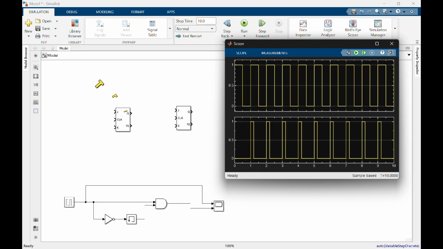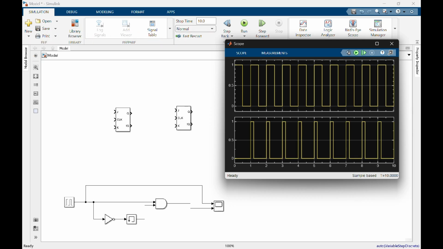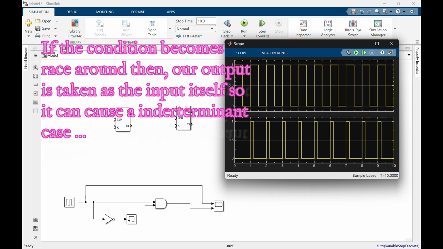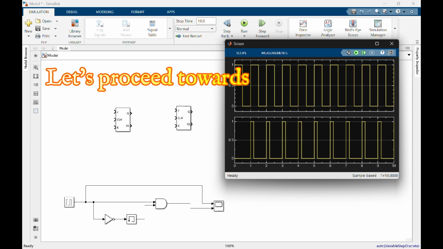We must use a triggering mechanism for our clock because we are using JK flip-flop. If the duration of our clock pulse is greater than the delay of the circuit, that is, the memory block used, it will create a racing condition. Let's not dive deep into the concept of racing, but we can understand it that if this clock pulse cycle is greater than the delay, then our output will be taken as the input for a short period of time by the circuit, due to which it can create an indeterminate case. Now let's proceed into further connection.